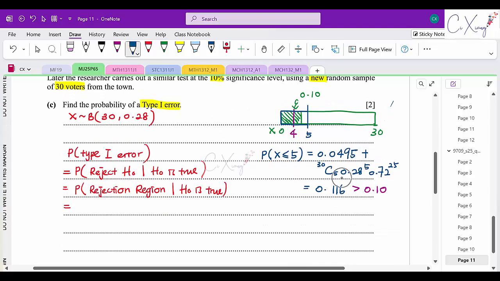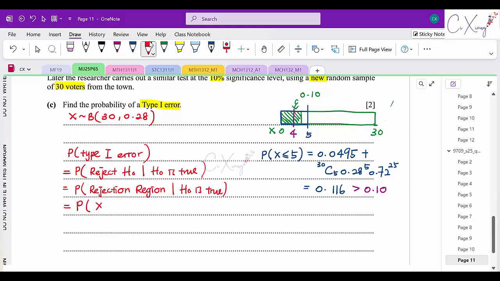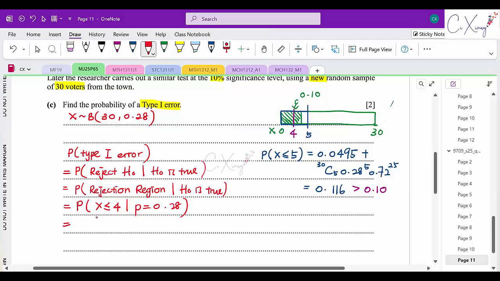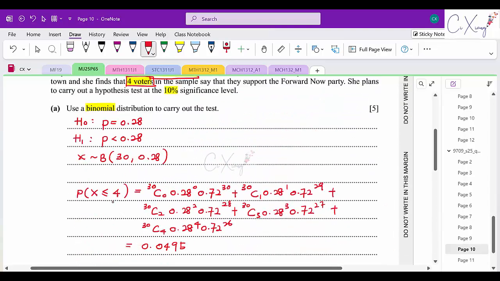Alright, so you need to have the calculation for this part first to check and see whether your 5 belongs to rejection or 5 belongs to acceptance. And now I know my rejection region is x smaller equals to 4. Therefore, I have x smaller equals to 4, given that the p is equals to 0.28. To calculate the probability for x smaller equals to 4, you start from x equals to 0, x equals to 1, x equals to 2, x equals to 3, x equals to 4. And you realize that you already calculated the value just now in part 1.